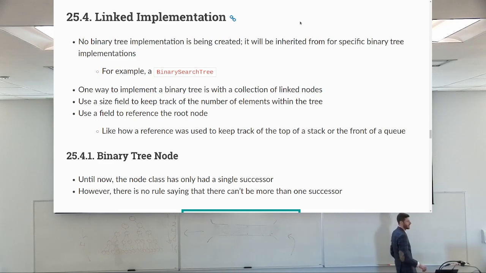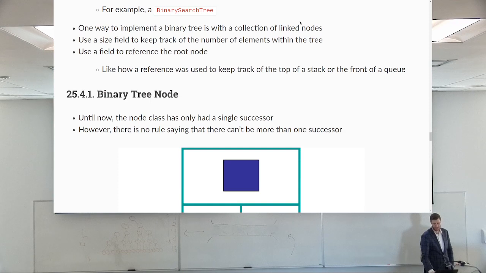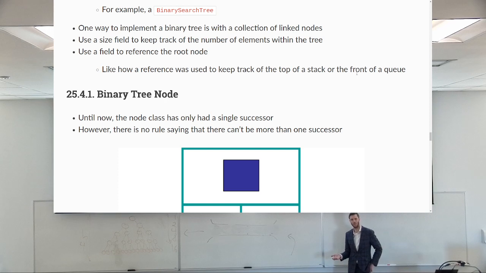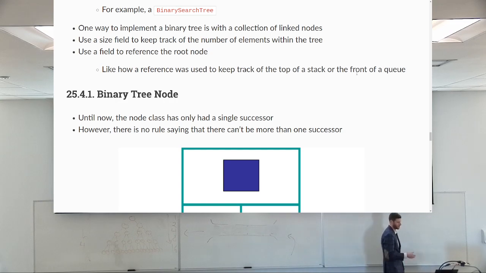One way to implement a binary tree is with a collection of linked nodes. Use a size field to keep track of the number of elements within a tree, and use a field to reference the root node. So you can think of it like a linked queue. We had a field for size, and we had a field for the front of that linked structure that represented the front of the queue, the head.